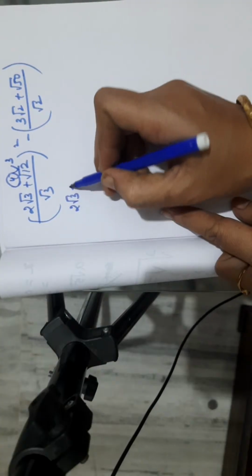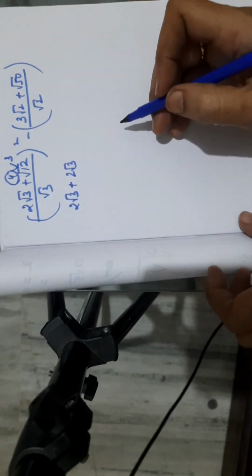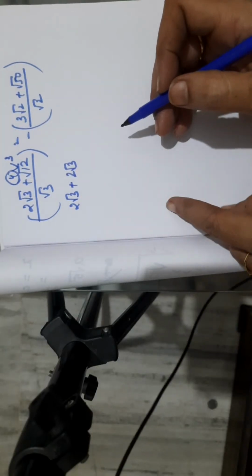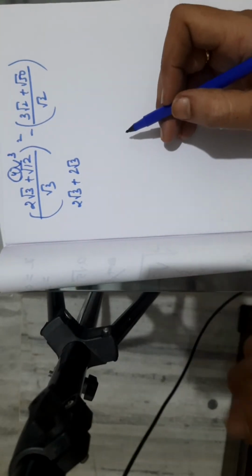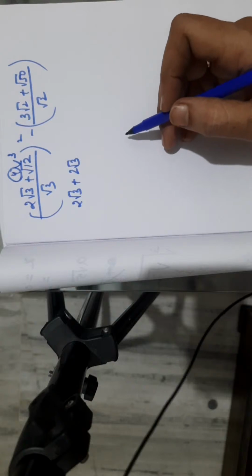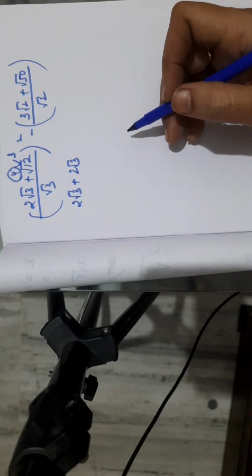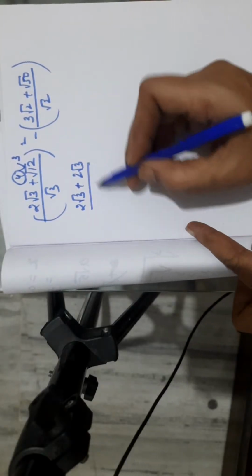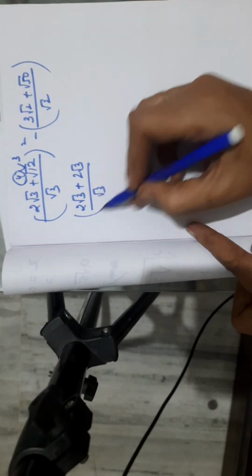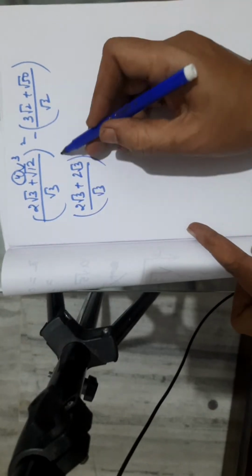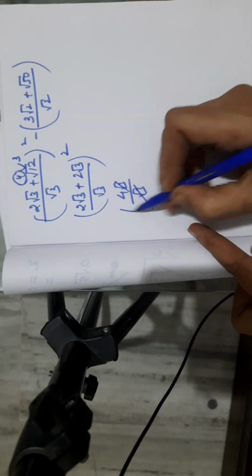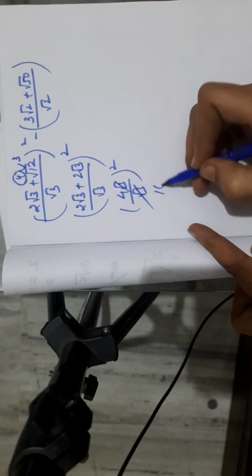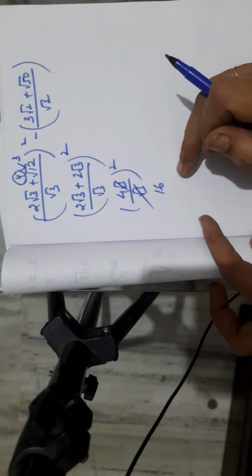2 root 3 plus 2 root 3. For the first question, it could be 8 root 1; we need not write root 1, as root 1 is 1 only. So here root 3, we'll be adding both the numbers: 2 plus 2 is 4. So it's 4 root 3 upon root 3. Root 3 got cancelled. 4 square is 16. We got answer 16 for this.